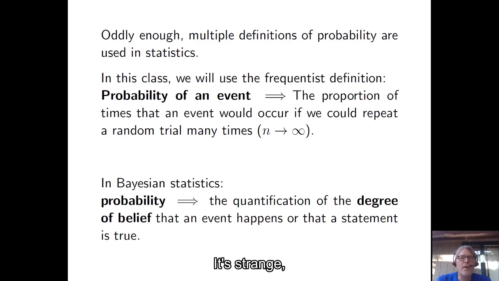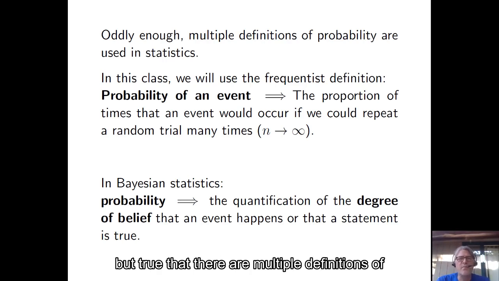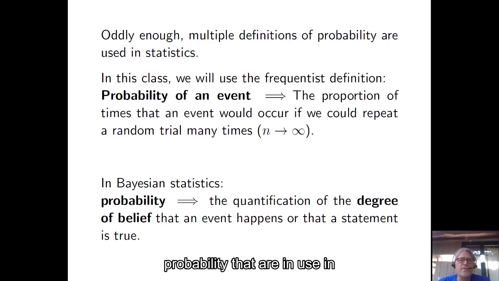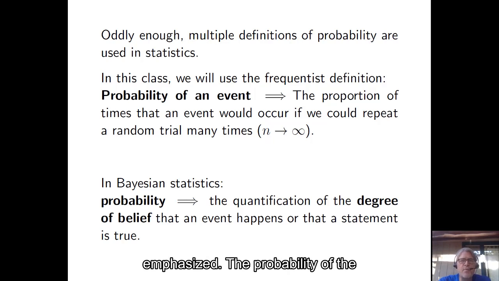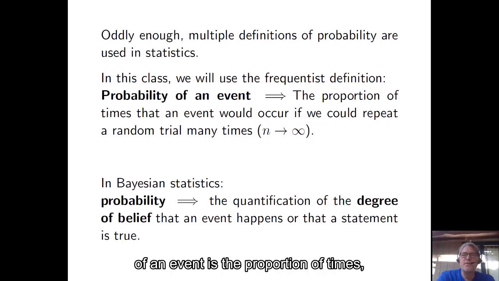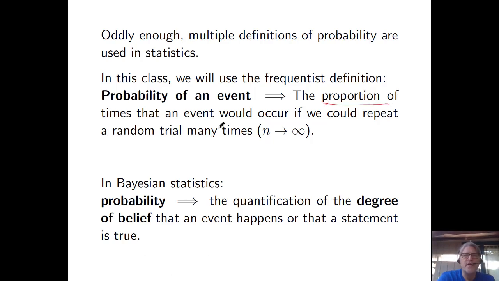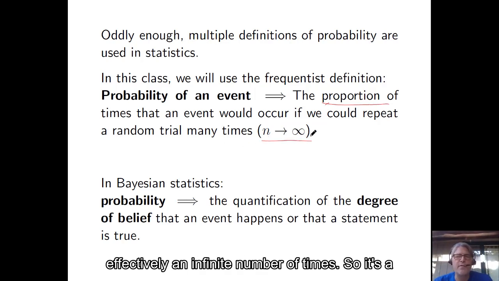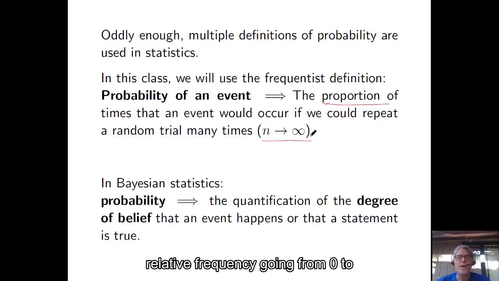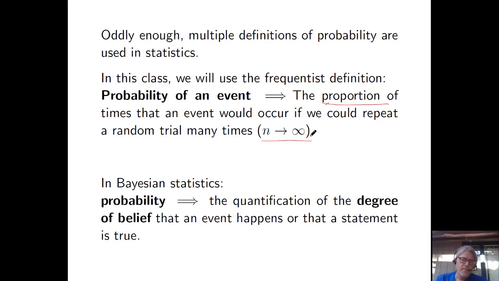So it's strange but true that there are multiple definitions of probability that are in use in statistics. In this class, we're going to use the frequentist definition. That's the one we've already emphasized. The probability of an event is the proportion of times that the event would occur if we could repeat the trial effectively an infinite number of times. So it's a relative frequency going from 0 to 1, as we've discussed in the previous three videos.